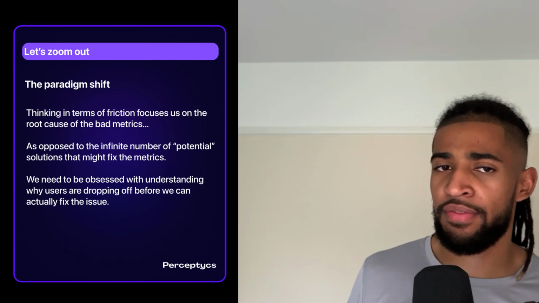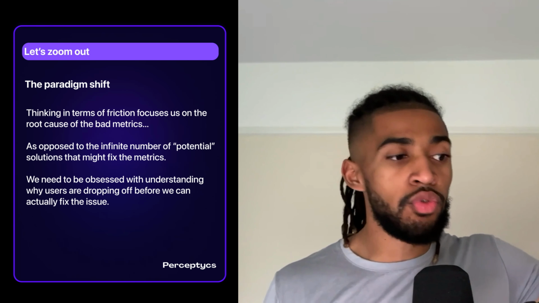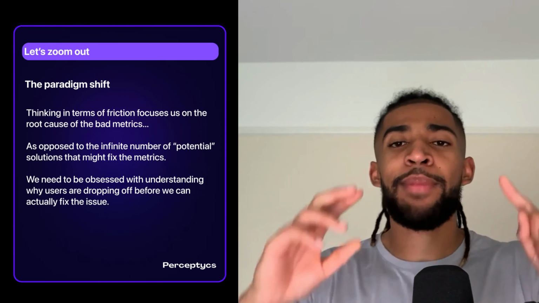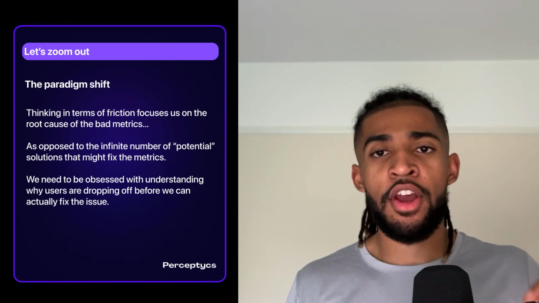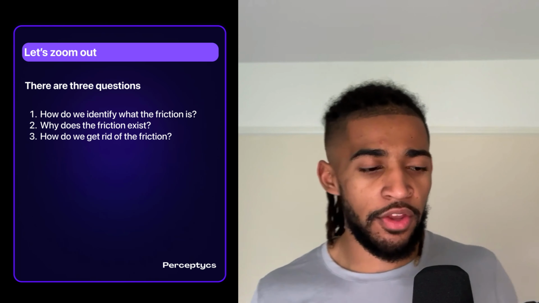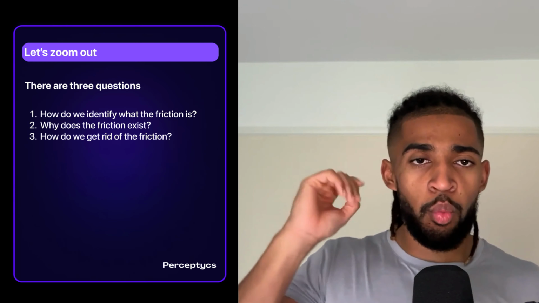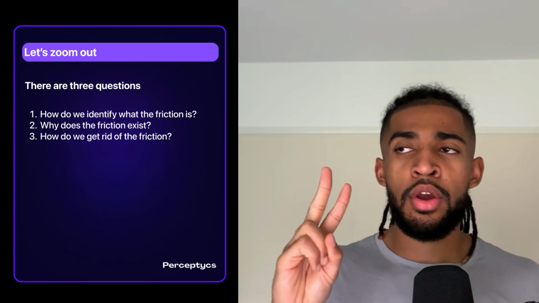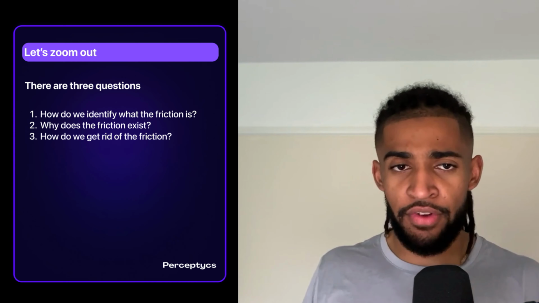The paradigm shift happens when we recognize that thinking in terms of friction focuses on the root cause of the bad metrics as opposed to the potential solutions that may or may not fix the metrics. We have to understand the bad metrics and be obsessed with understanding why users are dropping off before we can actually fix the issue. So there are 3 questions to answer, and we're going to cover them right now. 1, how do we identify what the friction is? 2, why does the friction exist? 3, how do we get rid of the friction?